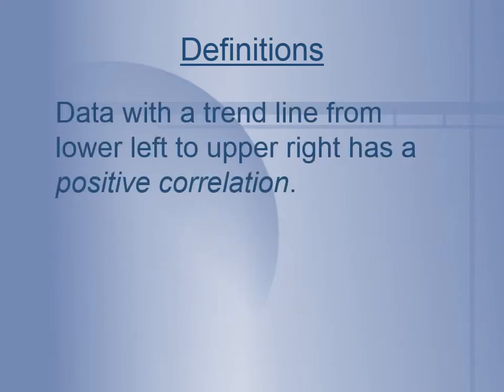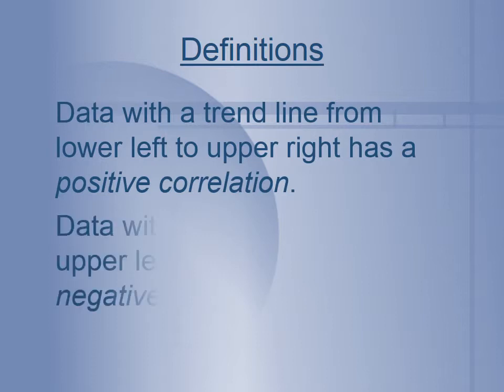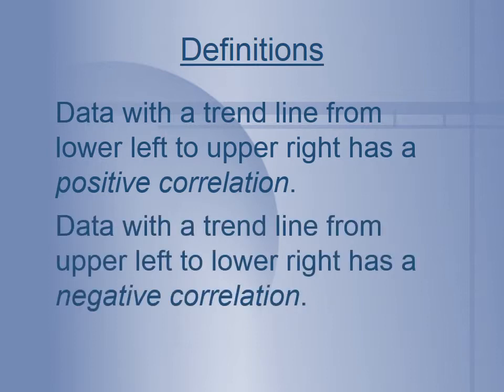Data with a trend line going from the lower left to the upper right is positive. So climbing uphill, think of it like that, positive. Data with a trend line from upper left to lower right is negative. It's going downhill.